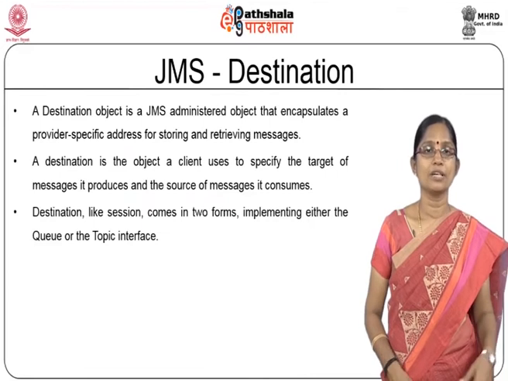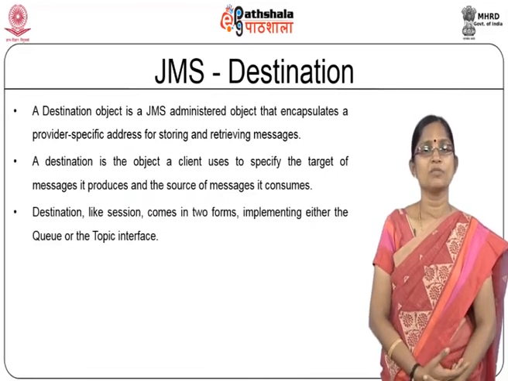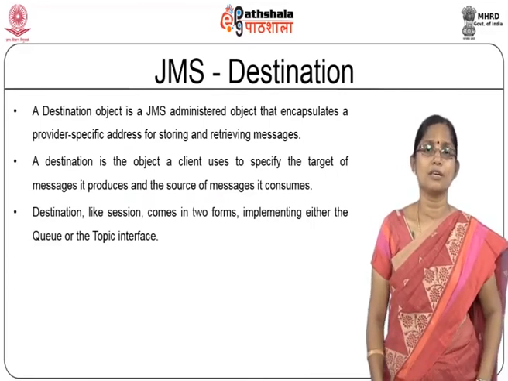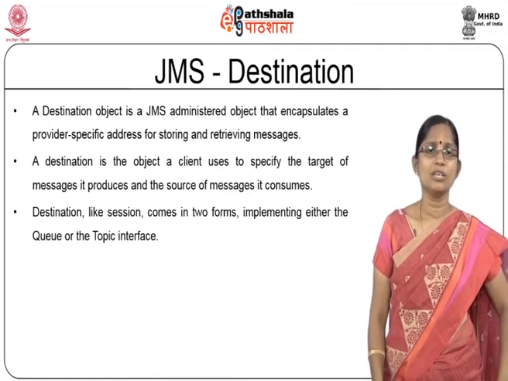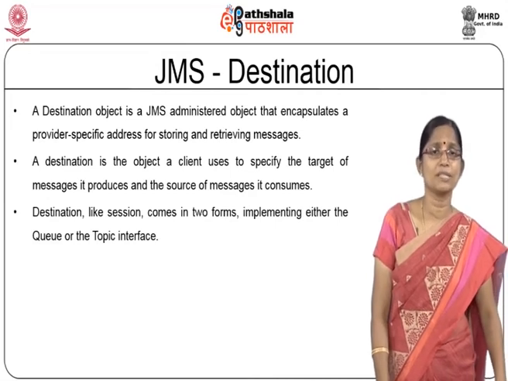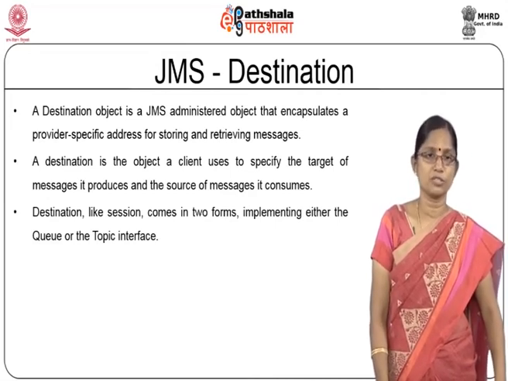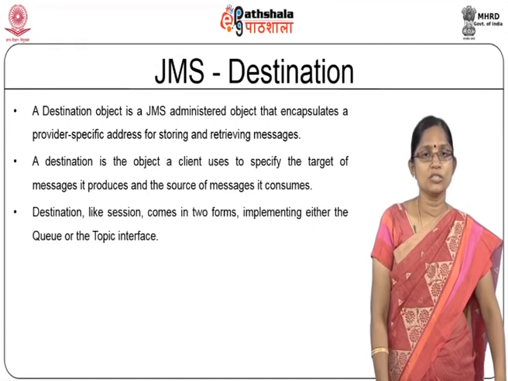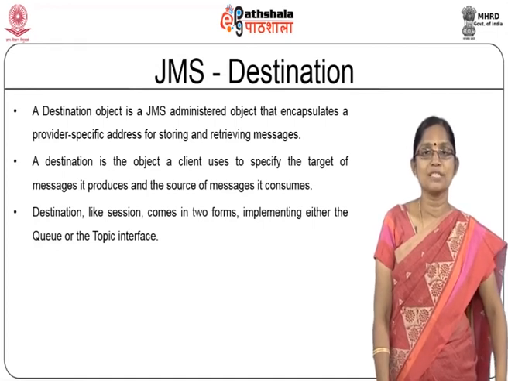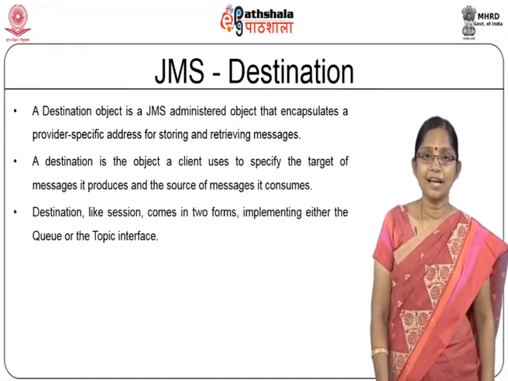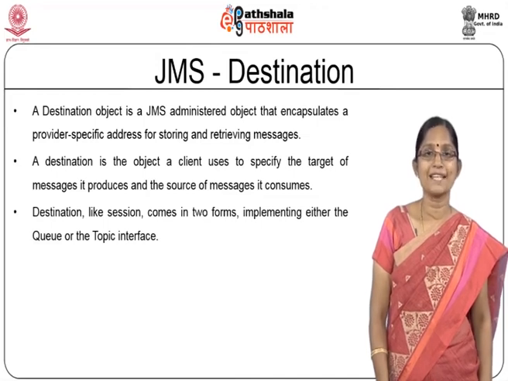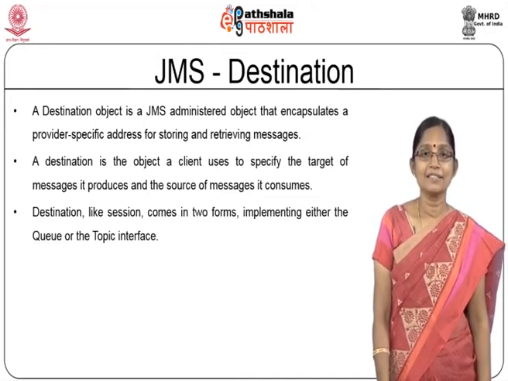So let us see what a destination is. We have seen that it is a JMS administered object. It encapsulates a provider-specific address. It gives a specific address for storing messages as well as for retrieving messages. The destination is an object a client uses to specify the target where the produced message has to be stored, and again this is the source if you want to consume some messages.